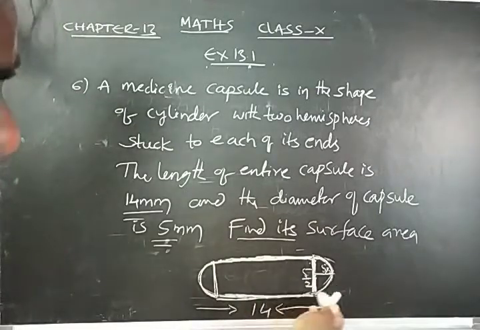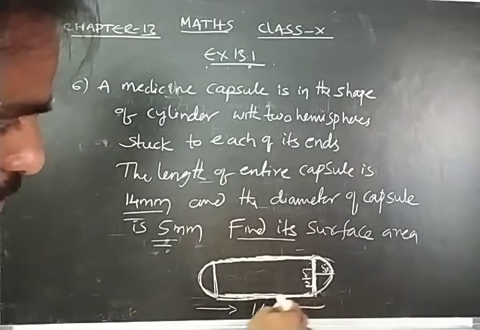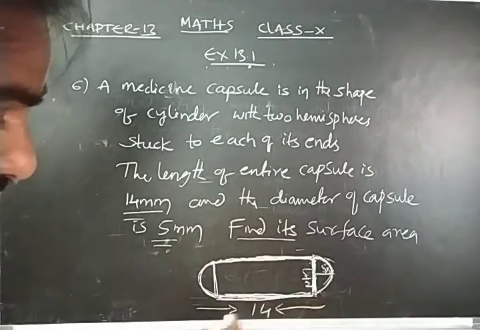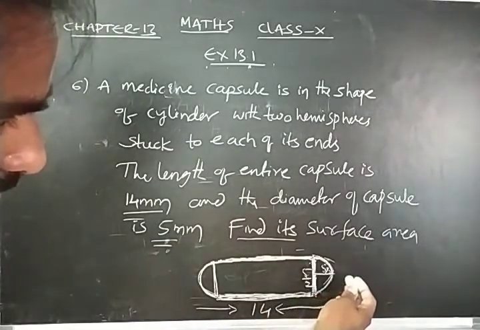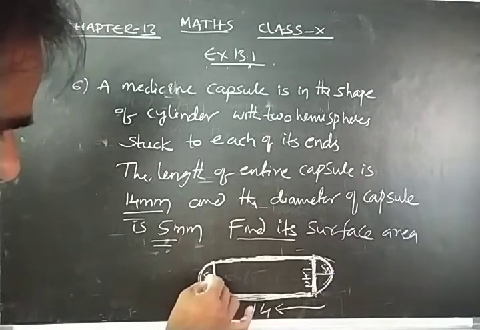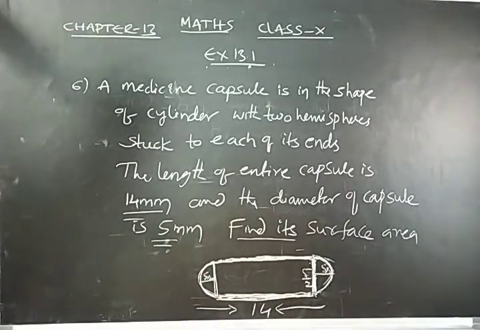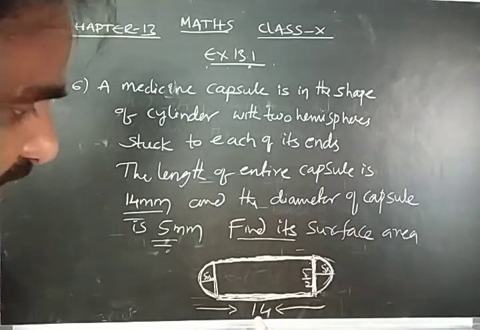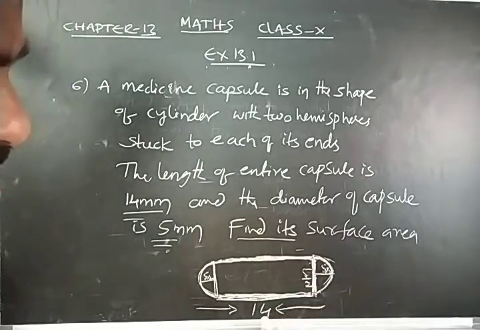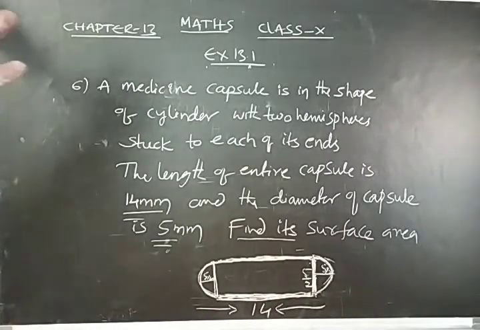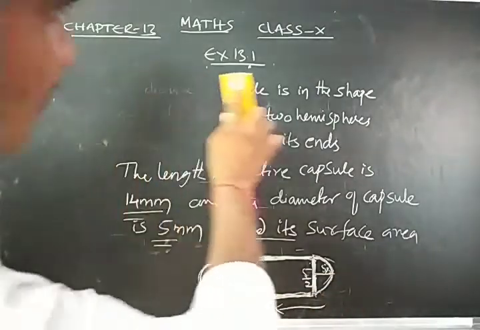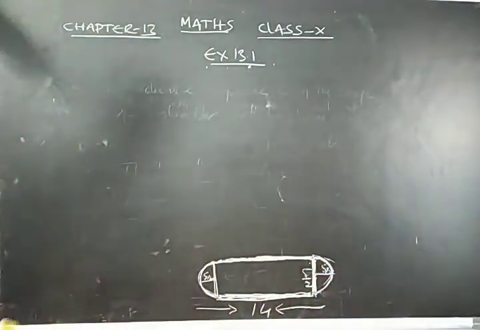So to get the length of the cylindrical part, we have the total length of the capsule, but I am going to find the length of the cylindrical part. See here, remove 5 by 2 at the left hand side, and here also 5 by 2 at the right hand side. 5 by 2 plus 5 by 2 is 5. So we have to remove 5 millimeters from 14 millimeters. If you subtract, then you will get 9 millimeters. 9 millimeters is the length of the cylindrical part. According to the question, first of all I will find the length of the cylindrical part.